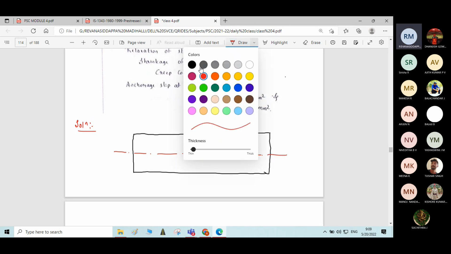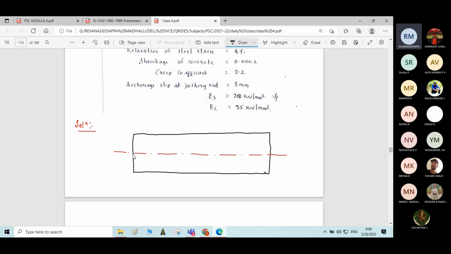What it says is the cable is parabolic with zero eccentricity at the supports and 250 mm at the center of the span. So you draw a figure of a parabolic cable now. So at support it is 0, and at the center of the span the eccentricity e is 250 mm.